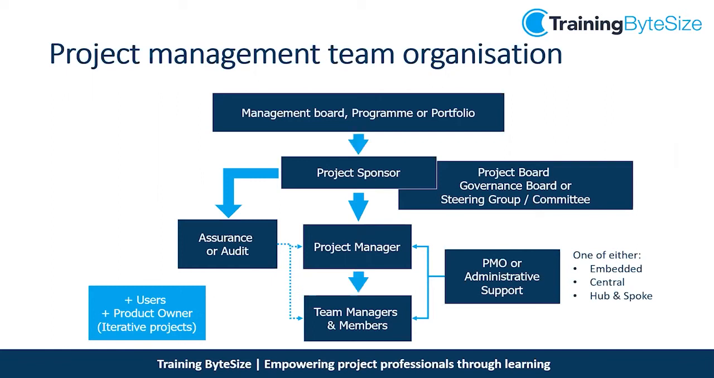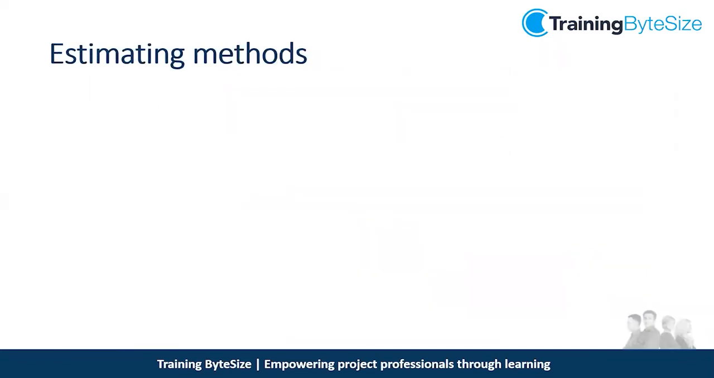And then we have the hierarchy there. So management board sits above the project sponsor, who chairs the project board, project manager reports to the sponsor, team managers report to the project manager. So estimating methods is another one that has changed fairly significantly. Still the same things, it's just they've changed the terminology.